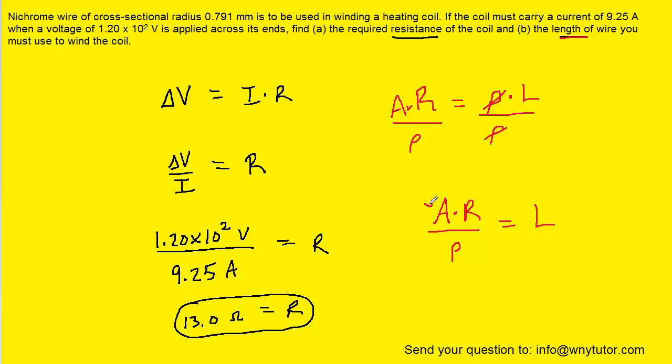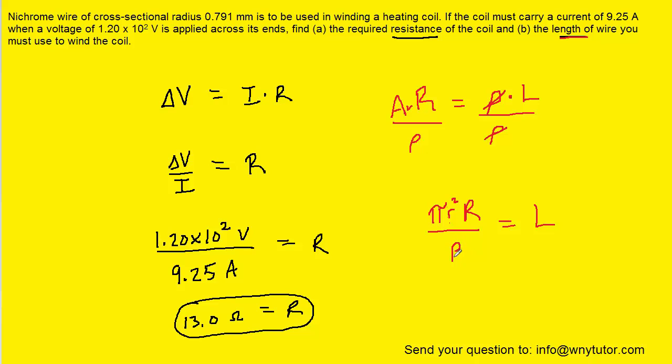We have this area term right here, and for most circumstances we can assume that the wires are cylindrical, which means that the end of the wire is a circle, and we know that the area of a circle is pi times the radius squared. So for this cross-sectional area A, we're going to substitute in pi r squared.